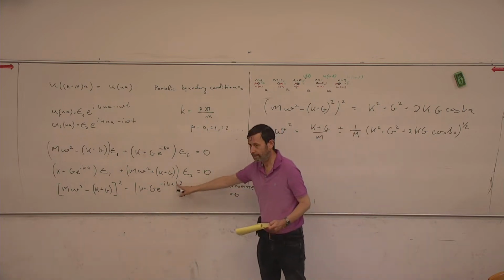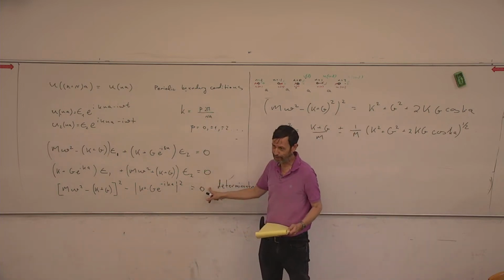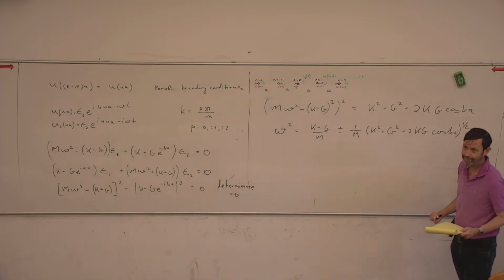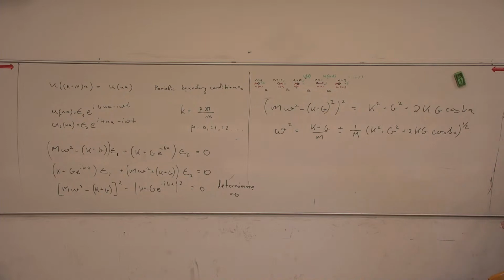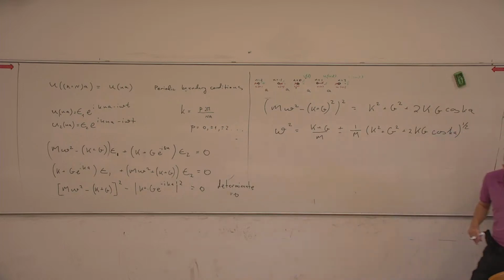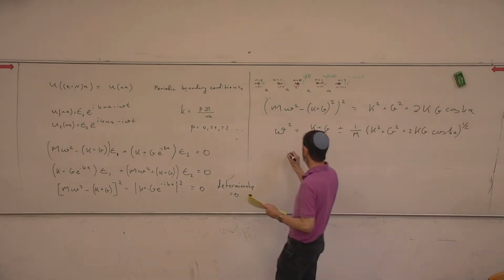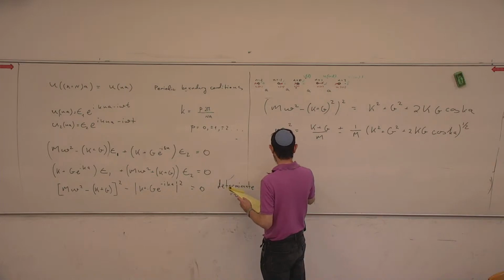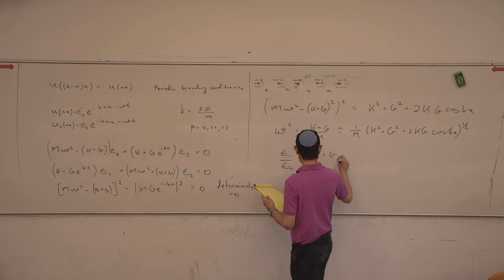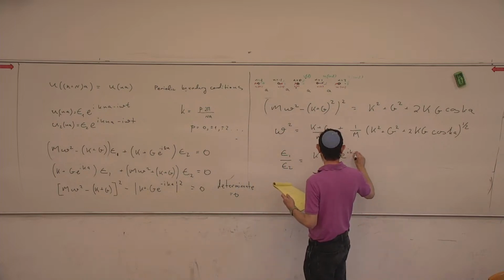And this I just took here and performed the multiplication. And more, nothing less. Okay, and get also epsilon 1 over epsilon 2 equal K plus G e to the ika.